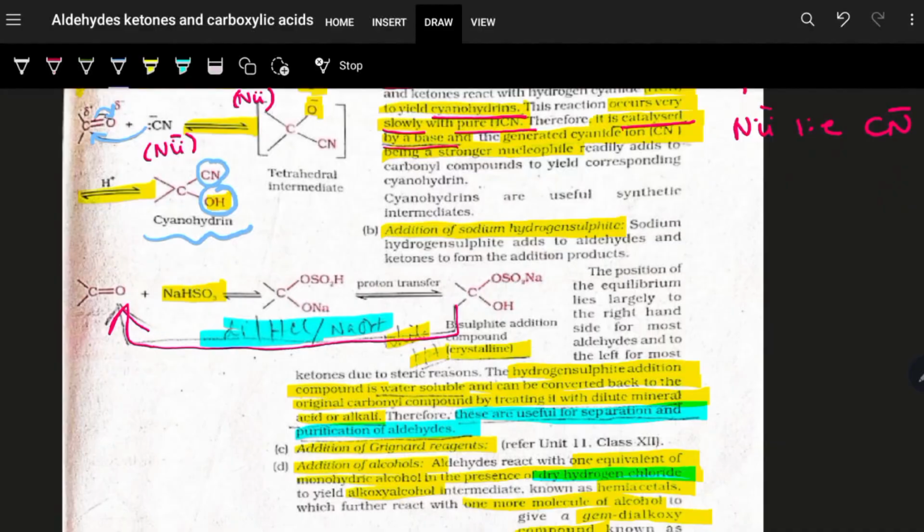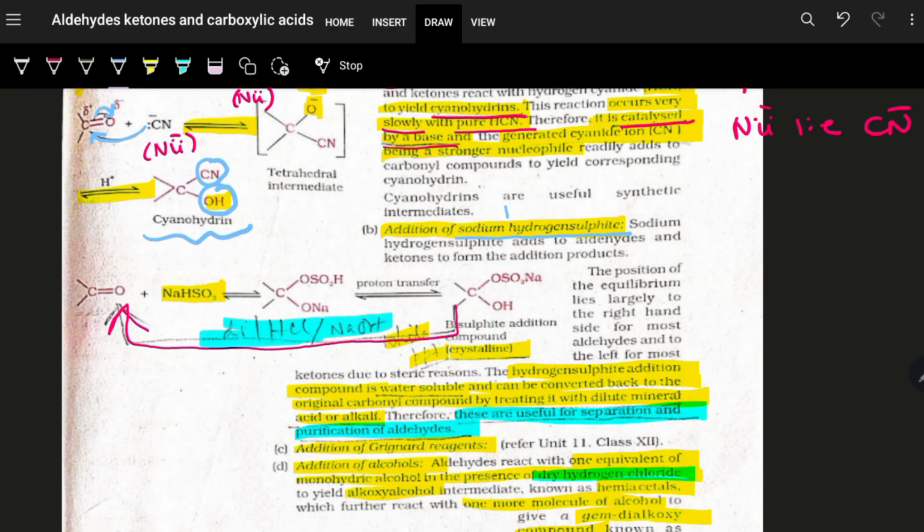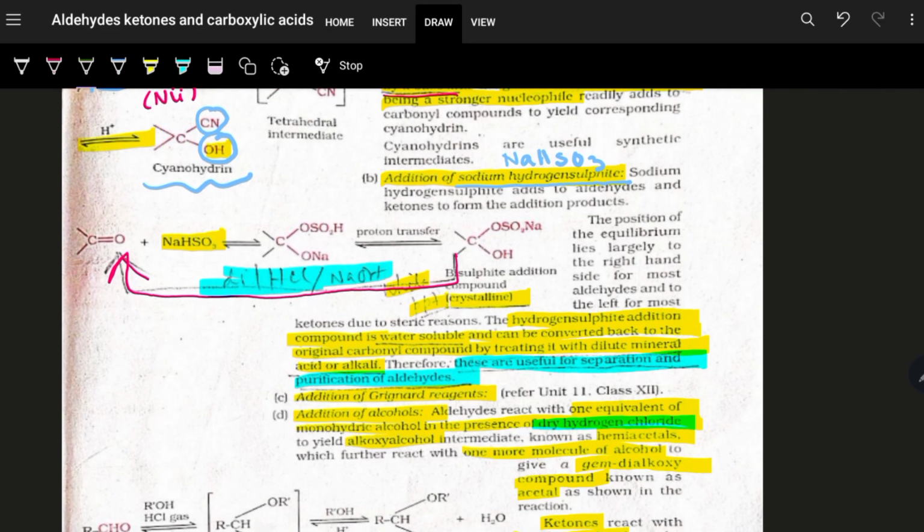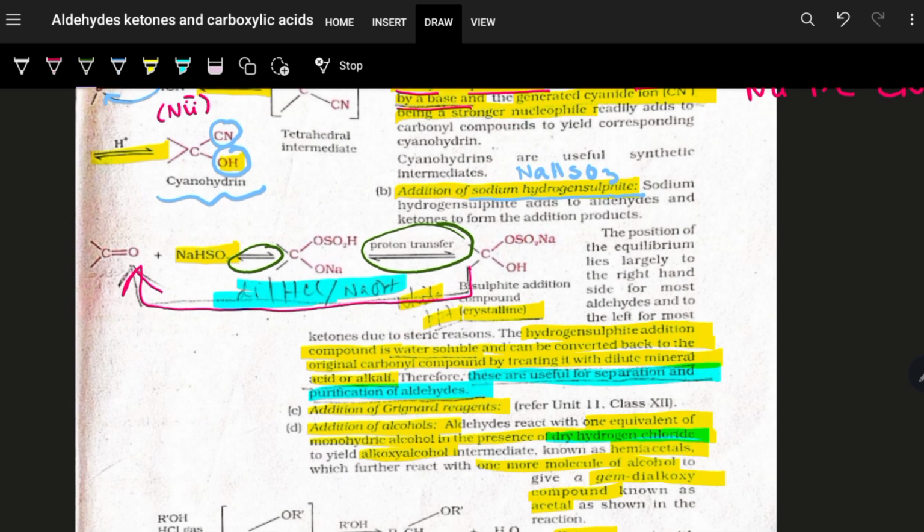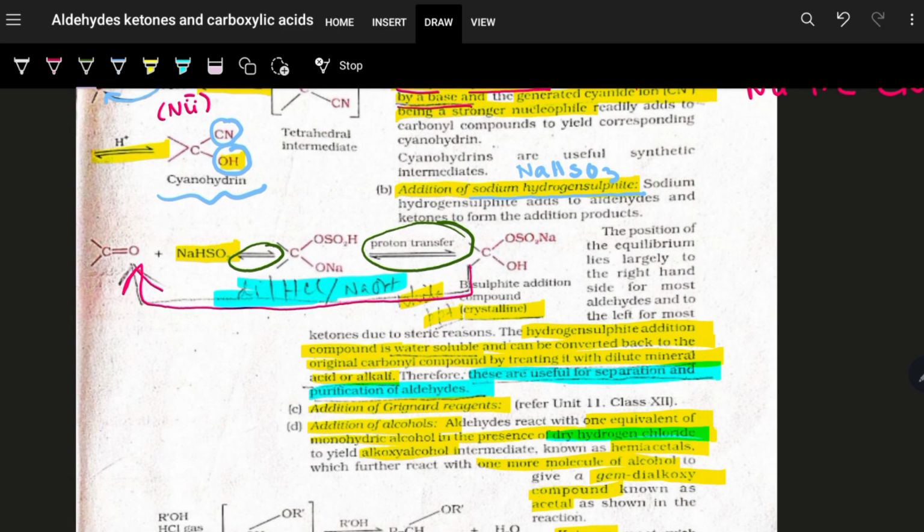Okay. Next, addition of sodium hydrogen sulfite. What is sodium hydrogen sulfite? It is NaHSO3, sodium hydrogen sulfite. Now here we can see that the equilibrium exists. Equilibrium is existing in each step. Okay. So now here again, sodium hydrogen sulfite, it's forming an addition product.